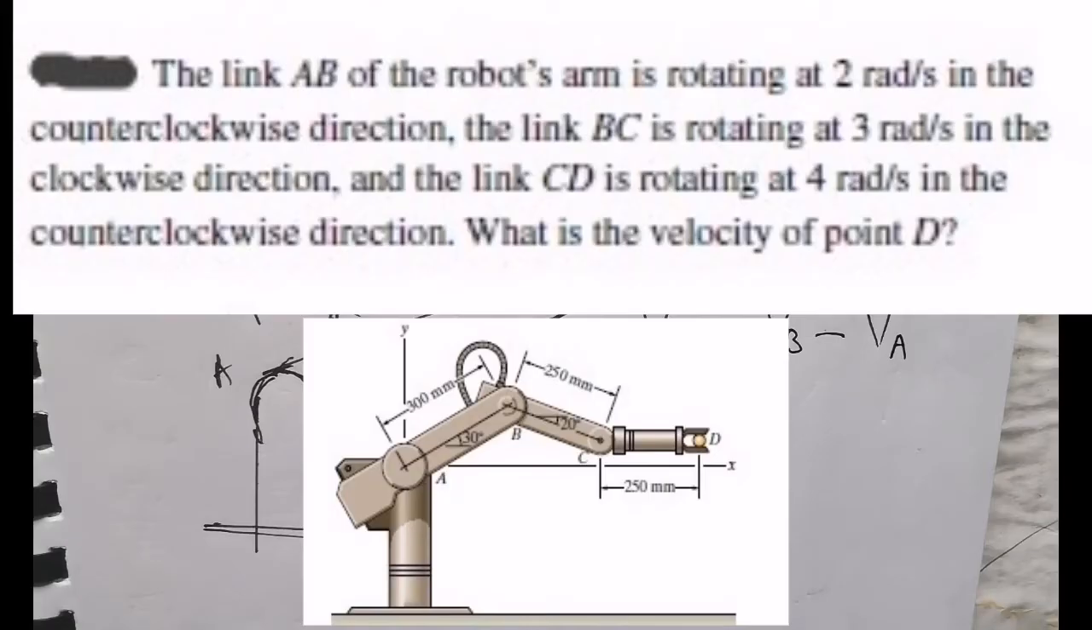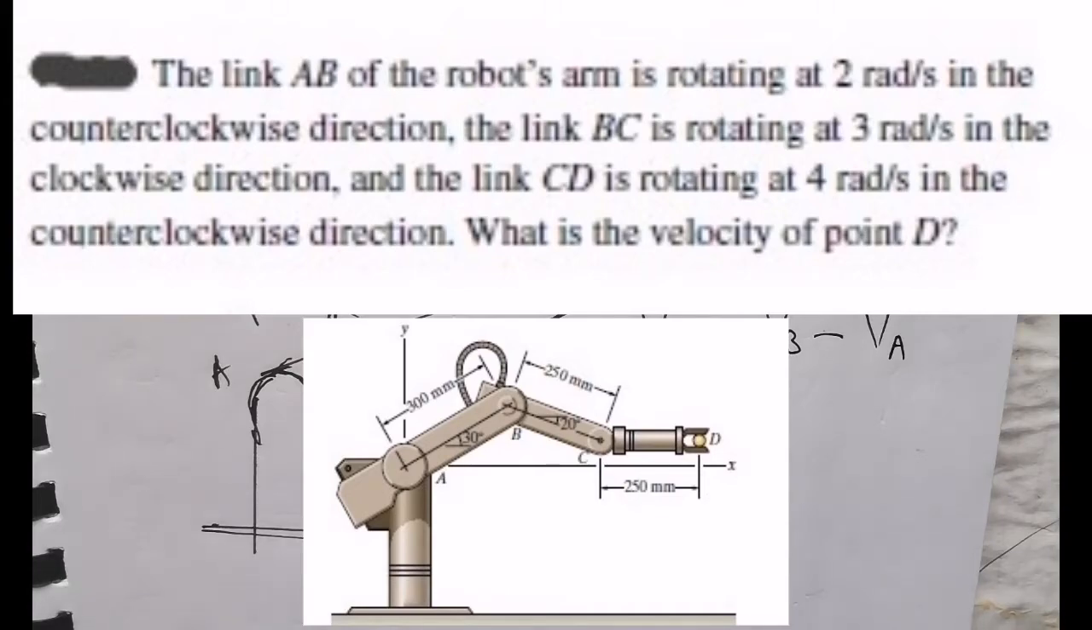So we are going to be considering this question. The question says the link AB of the robot arm is rotating at 2 radians per second in the counterclockwise direction. The link BC is rotating at 3 radians per second in the clockwise direction, and the link CD is rotating at 4 radians per second in the counterclockwise direction. What is the velocity at the point D?